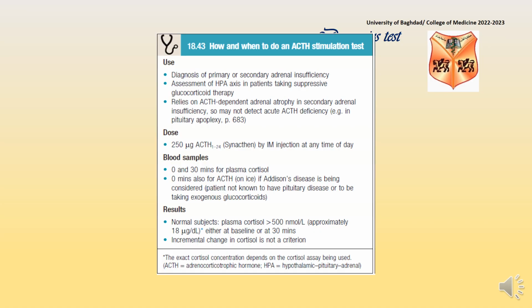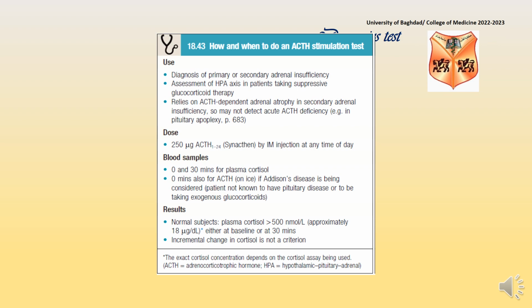Results: in a normal subject, plasma cortisol is more than 500 nanomole per liter, or more than 18 microgram per deciliter, either at baseline or at 30 minutes. An incremental change in cortisol is not a criterion for diagnosis. This means how much the cortisol increases after injection is not included within the criteria for diagnosis.